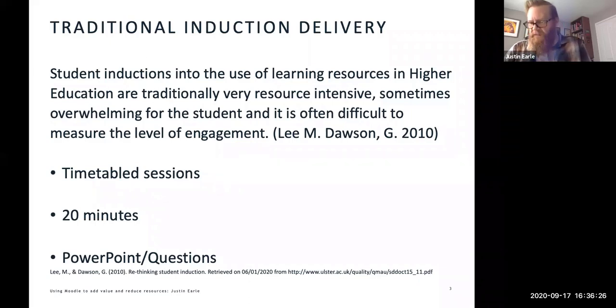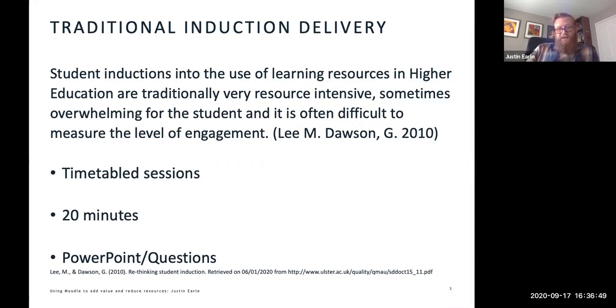So as Mark Lee and Gail Dawson suggested in 2010, student inductions into the use of learning technology in higher education are traditionally very resource intensive, sometimes overwhelming for the student, and it is often difficult to measure the level of engagement. And at Solent, traditionally, our induction delivery was done through timetabled sessions.